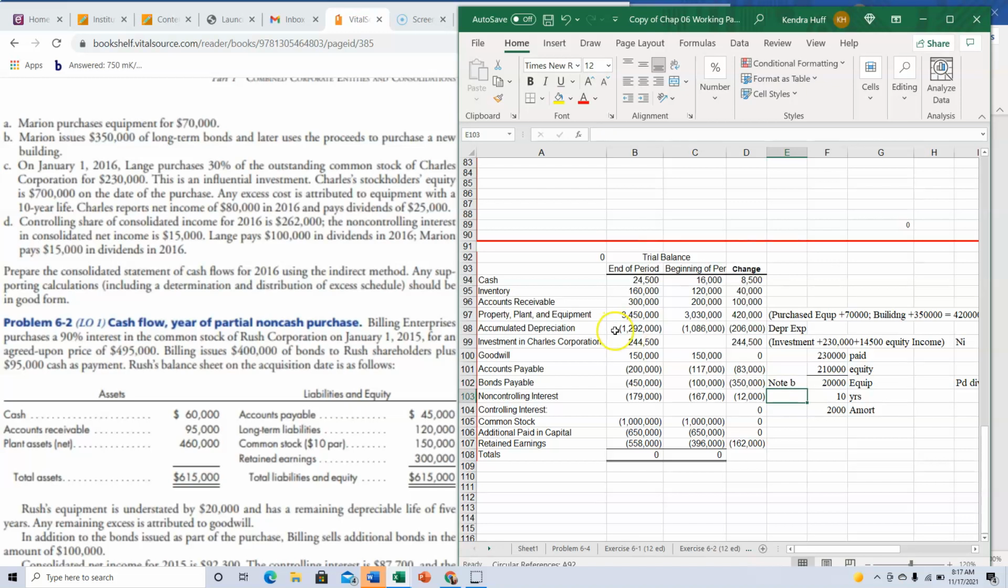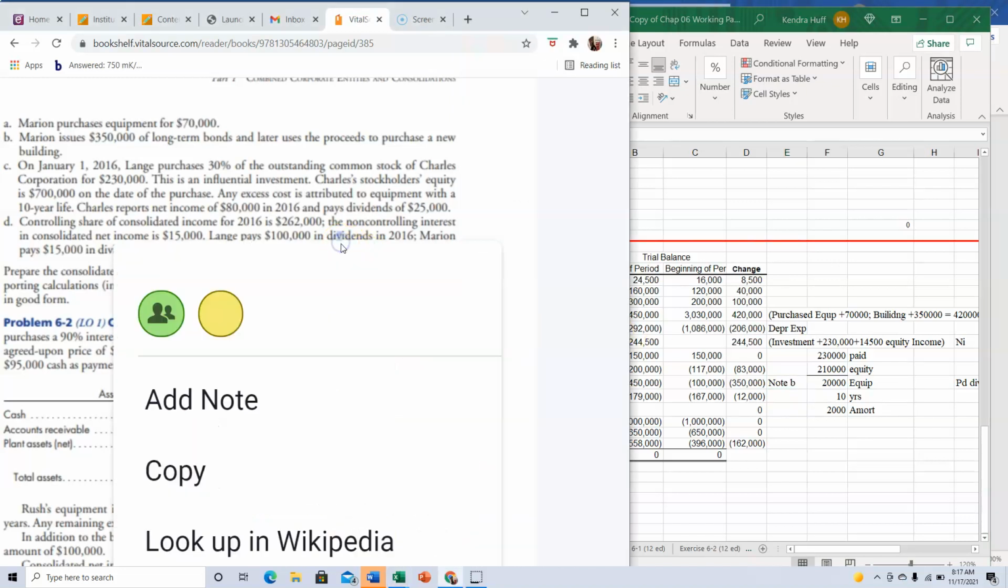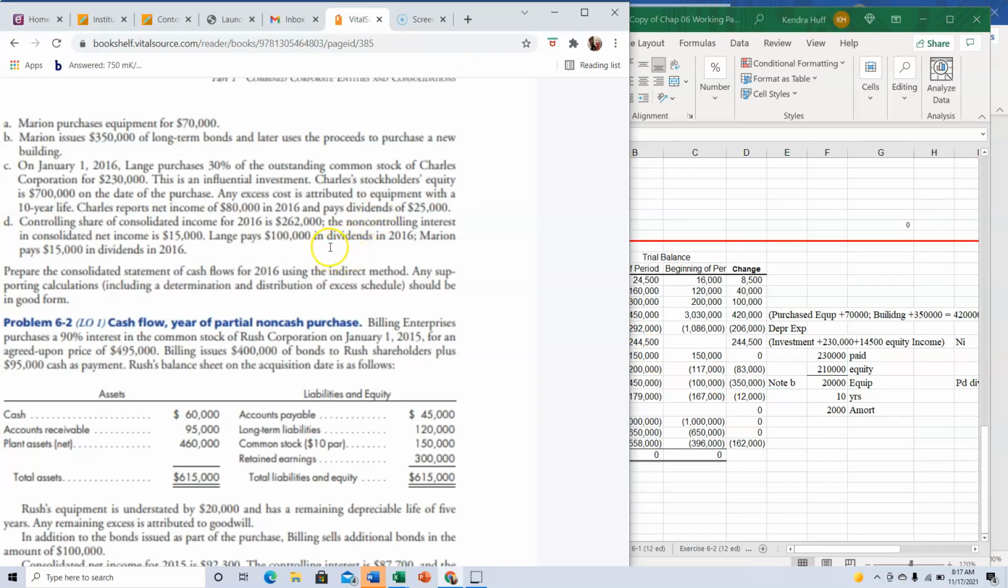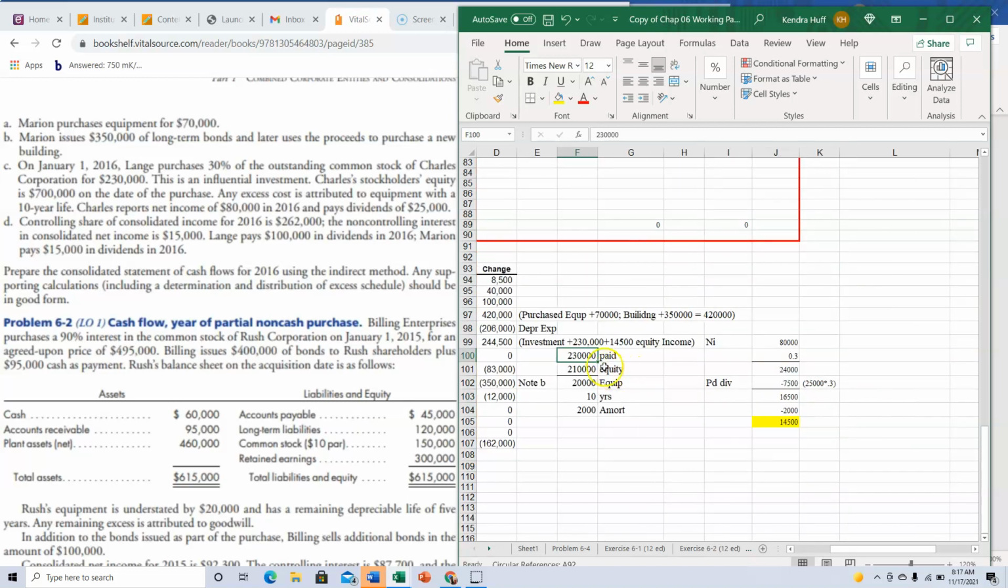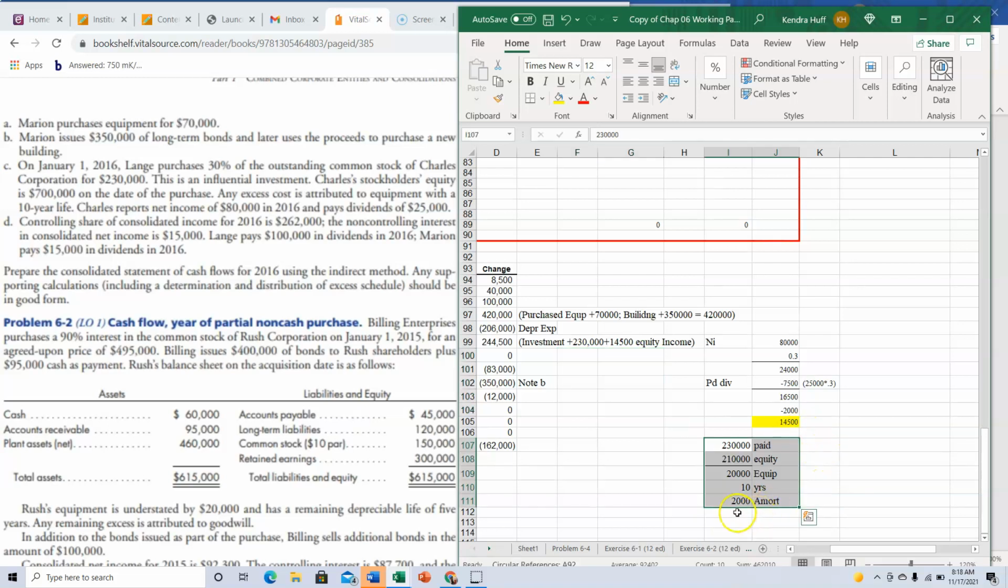All right, and the non-controlling interest is $15,000, and then Lang paid $100,000 in dividends. 20% of that goes to this, so this is actually going to be, you know what, I'm going to move this right here because it's in my way. No, I don't want to move that there. I'm going to move it down here. All right, and this 2,000 is what went up here.